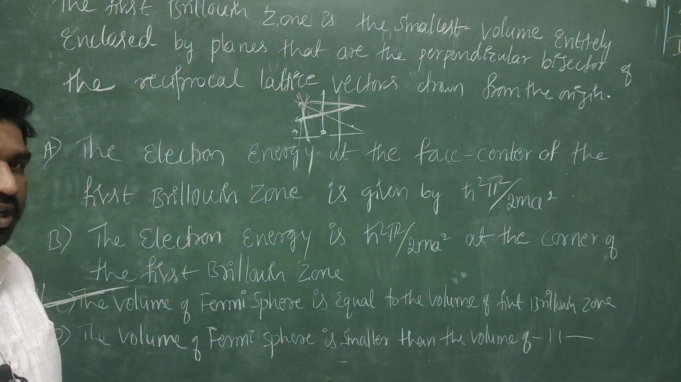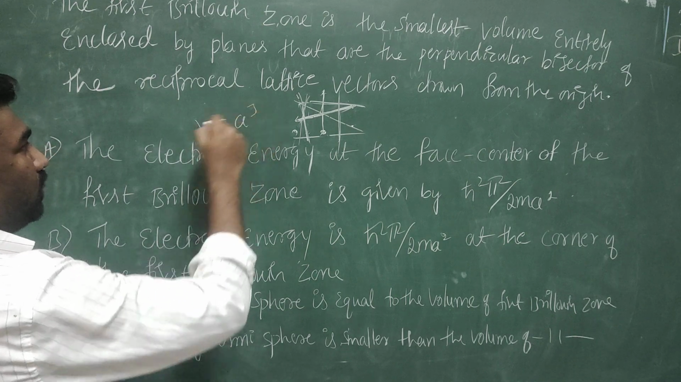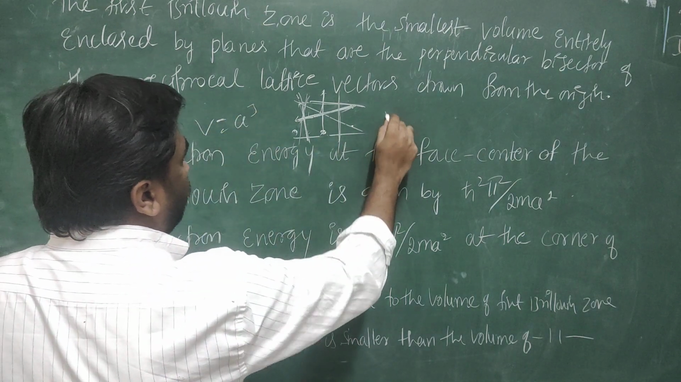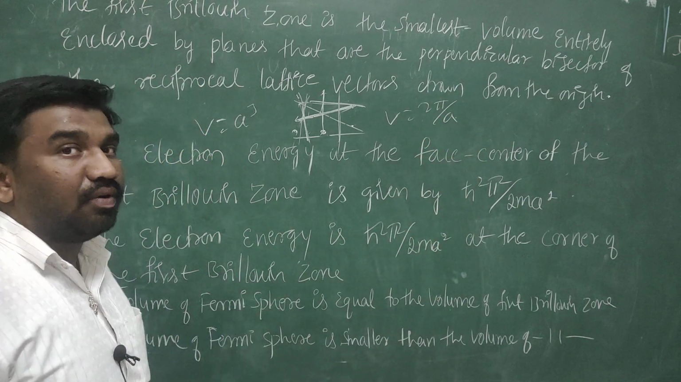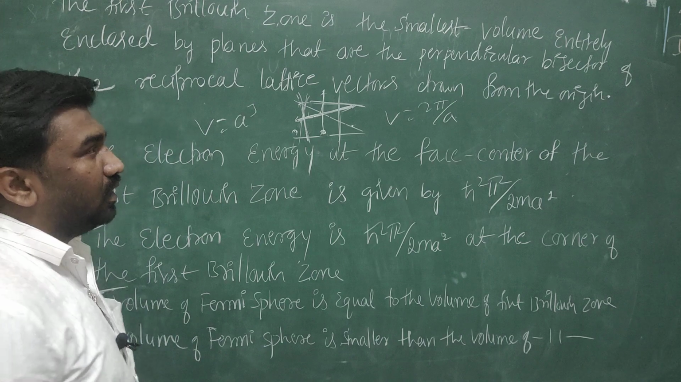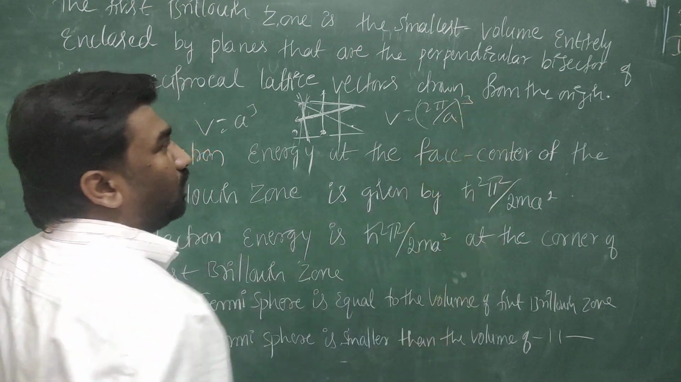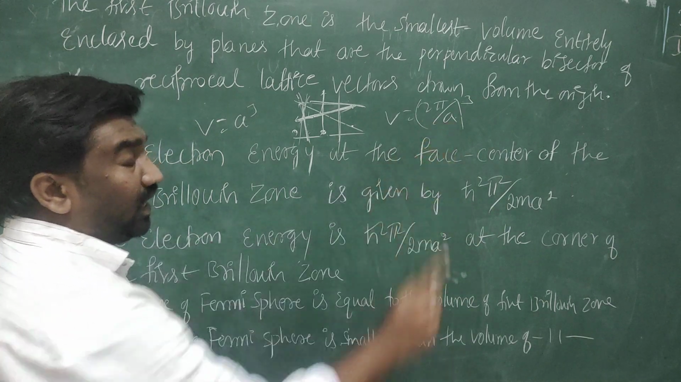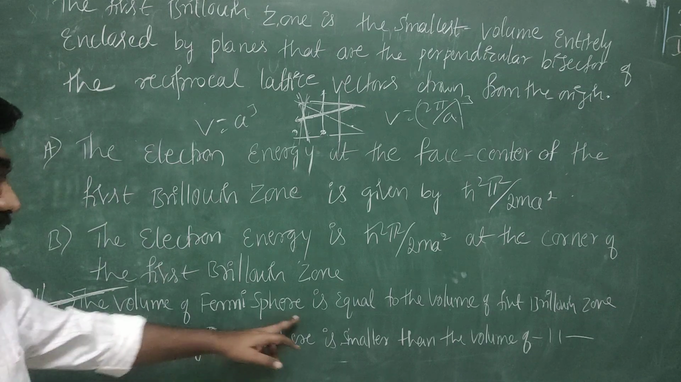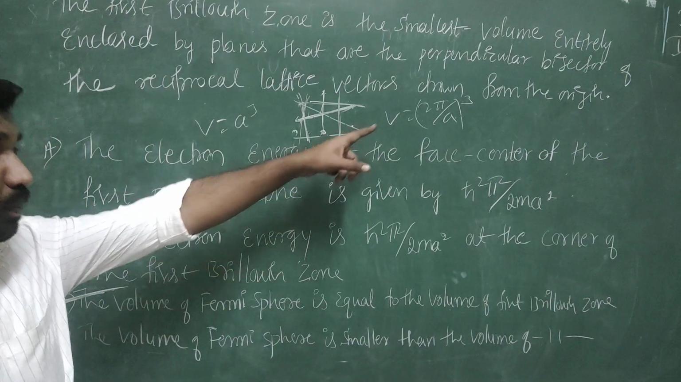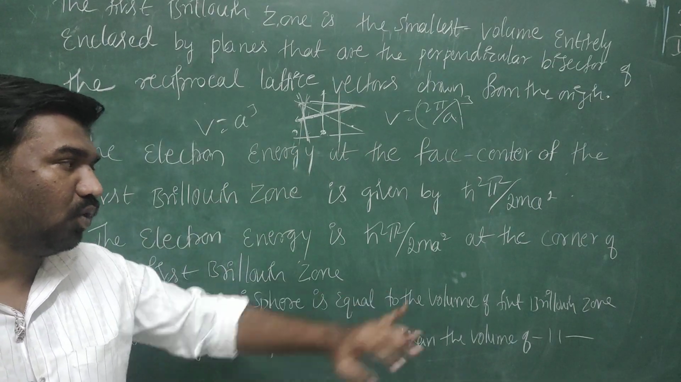because for a simple cube the volume is V equal to a cube, and for a reciprocal lattice the volume is (2 pi by a) cube, and this is also the volume for the Brillouin zone. The lattice constant is 2 pi by a for the Brillouin zone. So the volume of the Fermi sphere is also (2 pi by a) cube. So that's why the volume of a Fermi sphere is equal to the volume of a Brillouin zone.